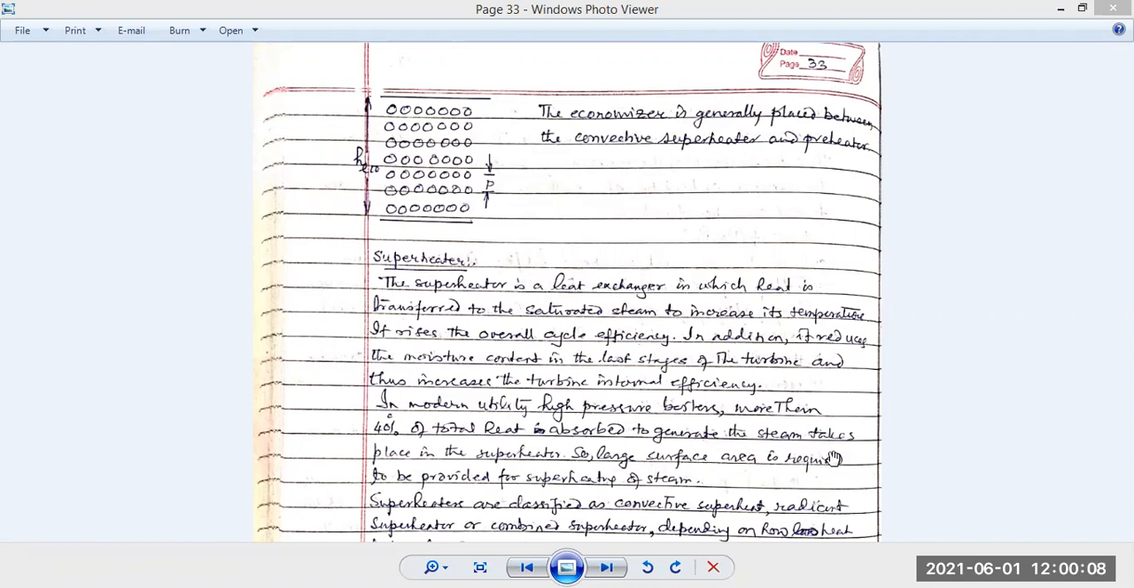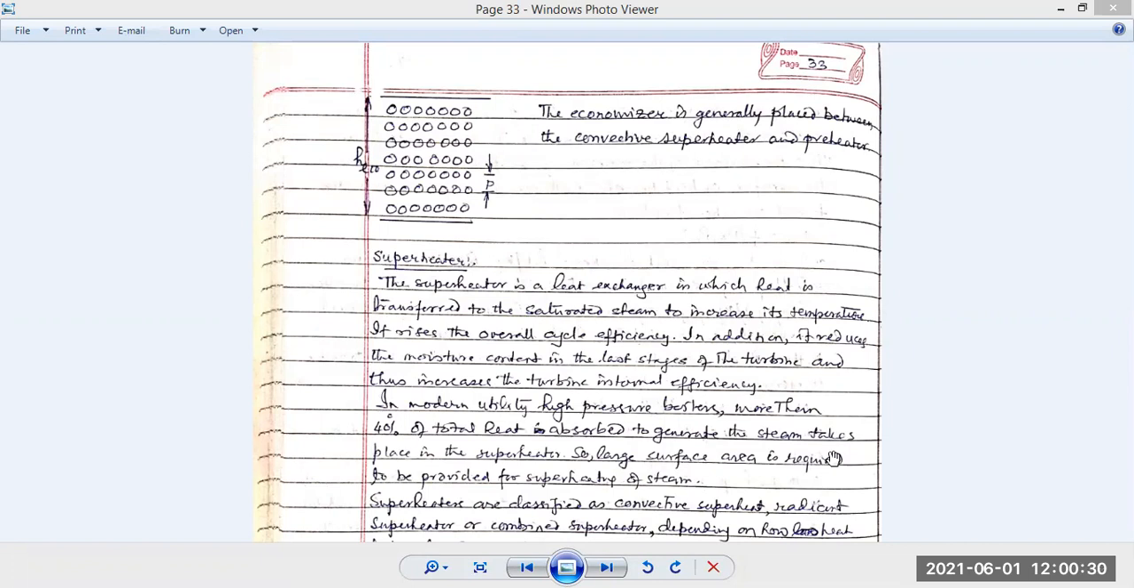In addition, it reduces the moisture content at the last stage of the turbine and thus increases the thermal internal efficiency.